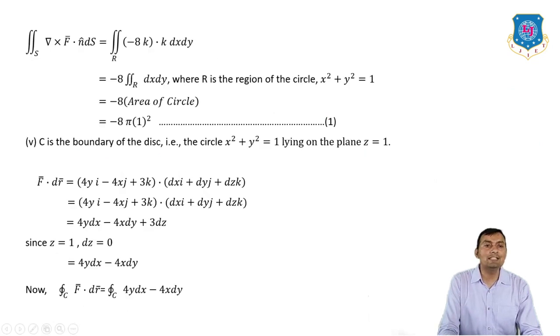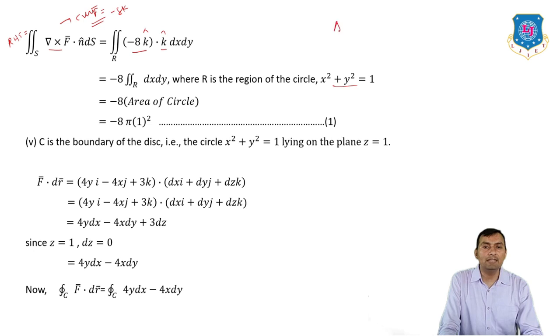Now substituting all these values in the Stokes formula, let us see the RHS. So this is the RHS of the Stokes theorem. Here we have obtained the curl of vector field F, which is minus 8k. So we are substituting over here. n cap is k cap, and taking the dot product, we get minus 8 double integration over the region R of dx dy, where R is the region of the circle.